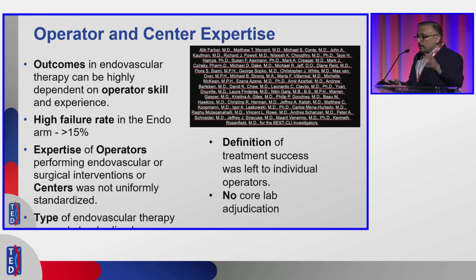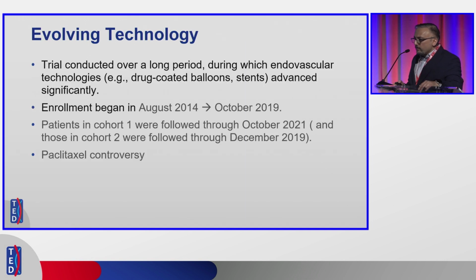So there was very little publication about how many procedures they were doing, what percentage of their patients were CLI. So, for instance, in my practice, about 7% of the patients I put on the table are claudicants. 93% are Rutherford 4 or 5. So the definition of treatment success was also left to the individual operators. There was no core lab adjudication when I looked at the paper. So whether the endovascular therapy failed or succeeded was just so subjective, right?